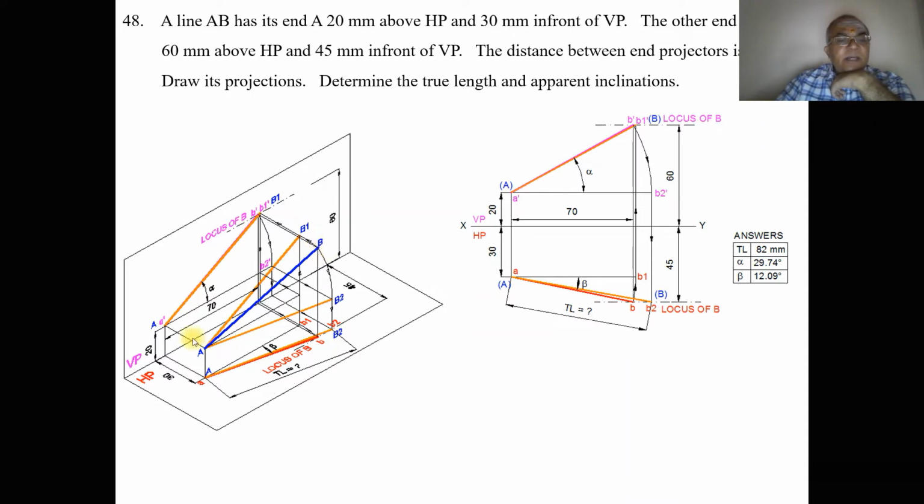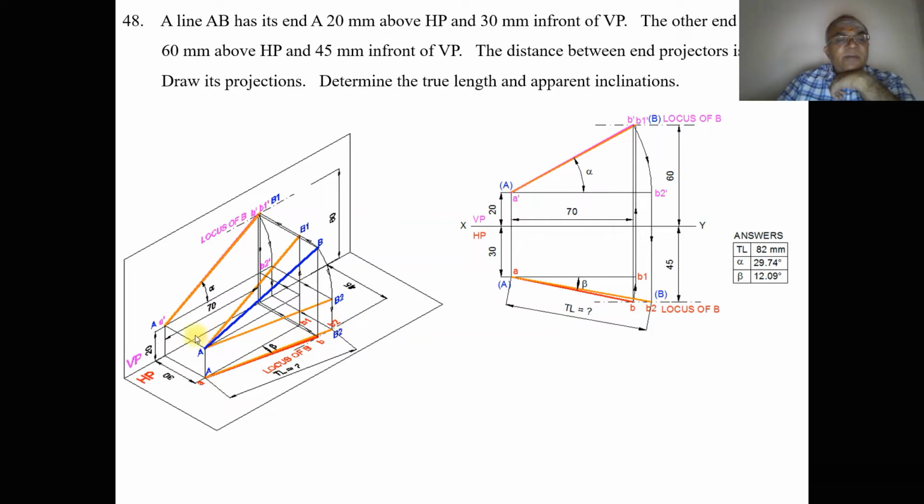So this is capital B and this is capital A. Now we have got a line, a blue line here, which is capital AB, which is in space. When it is projected into the front view, you are going to get B dash here. When you look from the top view, when it is projected, it is going to come as small b here.